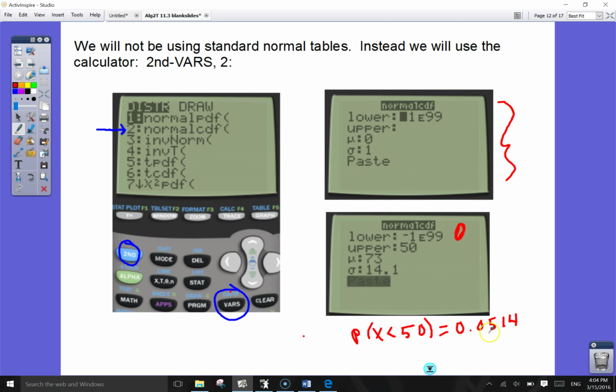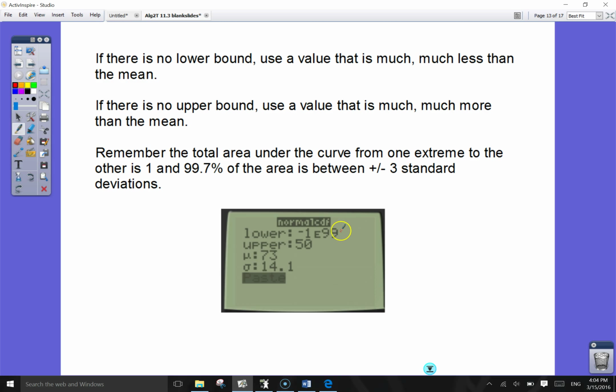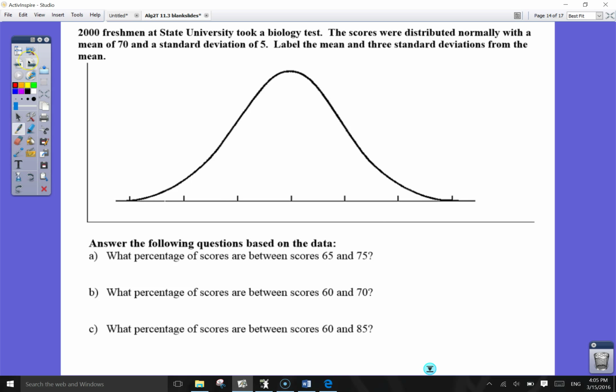Okay, so again, if there is no lower bound, use a really big negative number, something that's just well beyond the range of the mean, at least 5 or 6 standard deviations to the other side. And the same thing could happen for an upper bound. If you're asked to find the probability of x greater than something, then you're going to have to fill in a really big number for the upper bound. Okay.